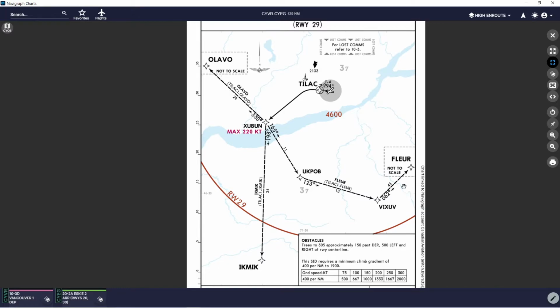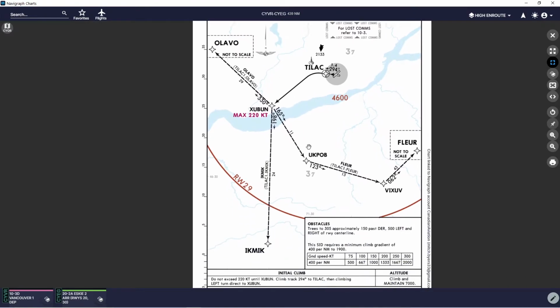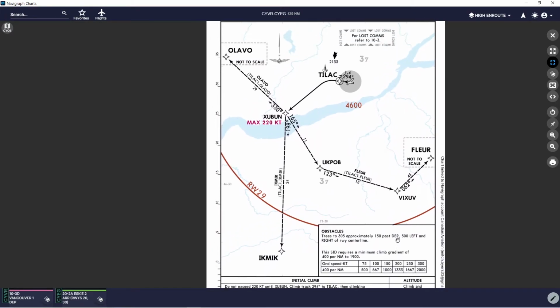The only thing they're going to say when you contact Quebec Terminal once you get in the air, 127.85, is they might just clear you higher than 7,000 feet. They laterally are expecting you to follow this unless they give you instructions otherwise.